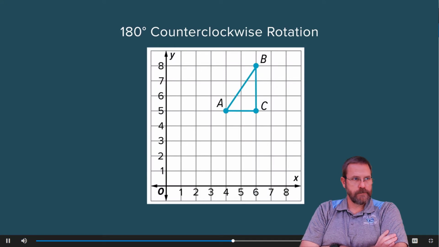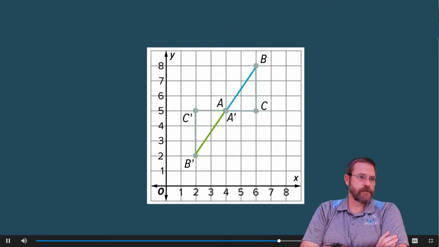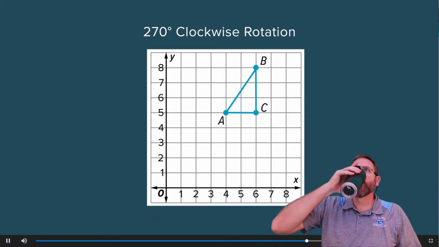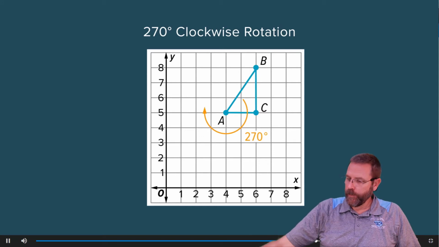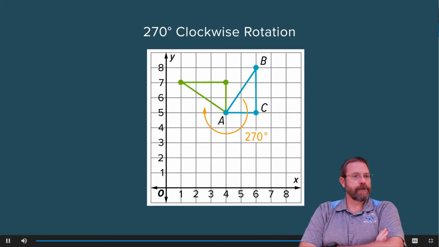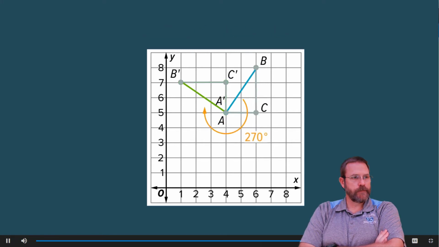Next, let's rotate triangle ABC 180 degrees about vertex A. In this example, we will rotate counterclockwise. Since vertex A is the point at which triangle ABC is rotated, A' will be in the same position as A. Point B is rotated 180 degrees, and point C is rotated 180 degrees. Finally, let's look at an example of a 270-degree rotation. Rotate triangle ABC 270 degrees clockwise about vertex A. For each rotation about vertex A, A' will be in the same position as A. Point B is rotated 270 degrees, and point C is rotated 270 degrees.